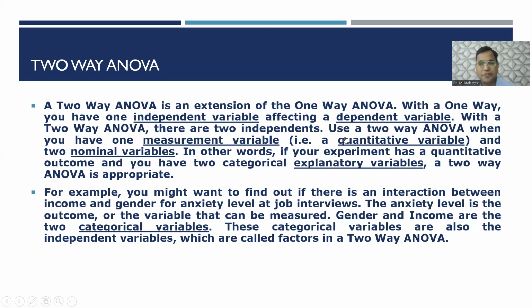is appropriate. For example, you might want to find out if there is an interaction between income and gender for anxiety level at a job interview. The anxiety level is the outcome, or the variable that can be measured. Gender and income are the two categorical variables. These categorical variables are called independent variables, which are called factors in a two-way ANOVA. So this is the example of two-way ANOVA.